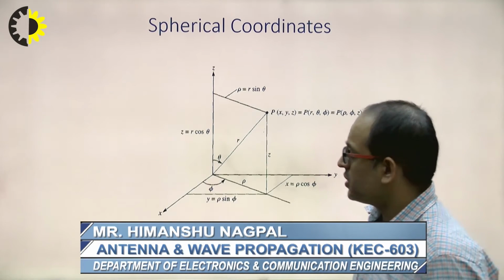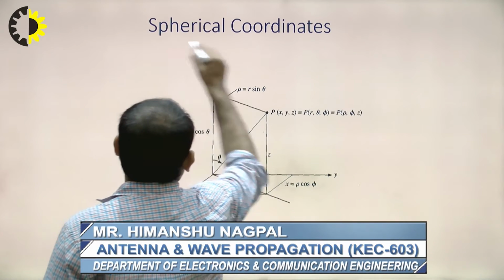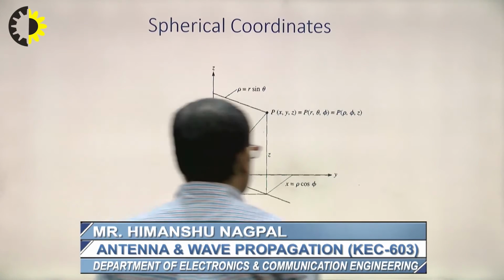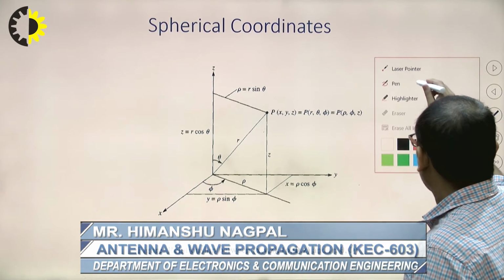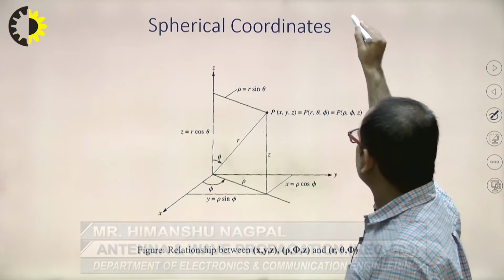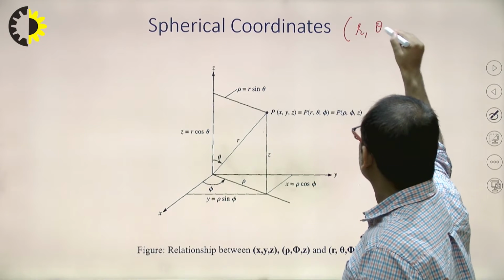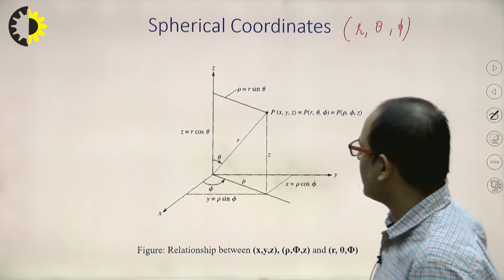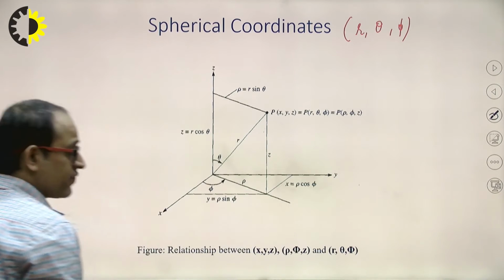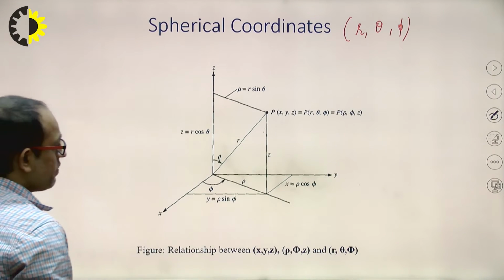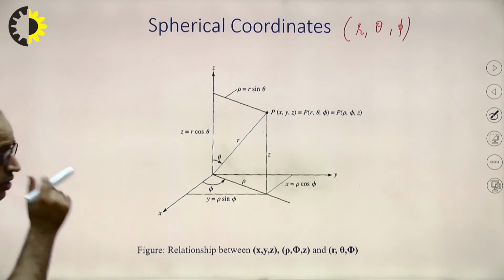Now see this one, spherical coordinate system. In this spherical coordinate system you will see that the coordinate points are r, theta and phi. In the last lecture we started the spherical coordinate system, and here we will continue with the spherical coordinate system.